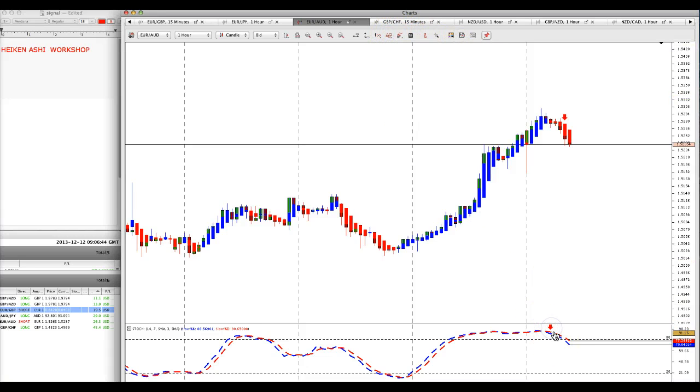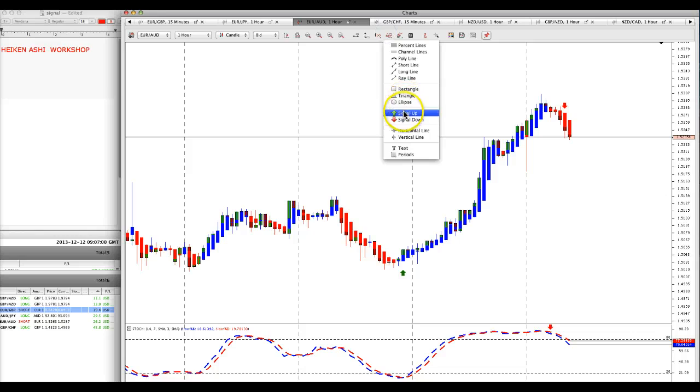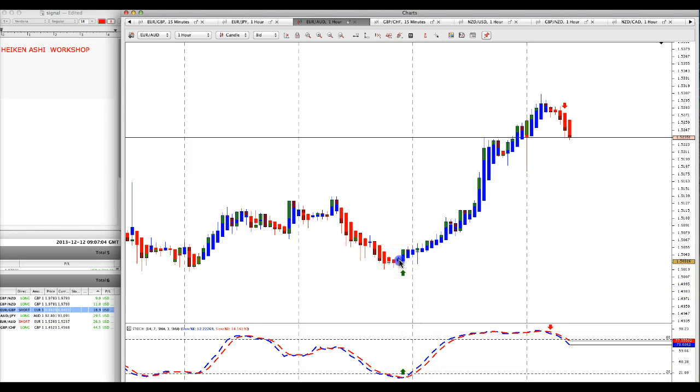Stochastics indicator overbought at 80. So the combination of a color change candle and stochastics overbought, or oversold, as here we had a color change candle, stochastics indicator is oversold. We take a trade and we exit this trade when we start seeing some weakness.